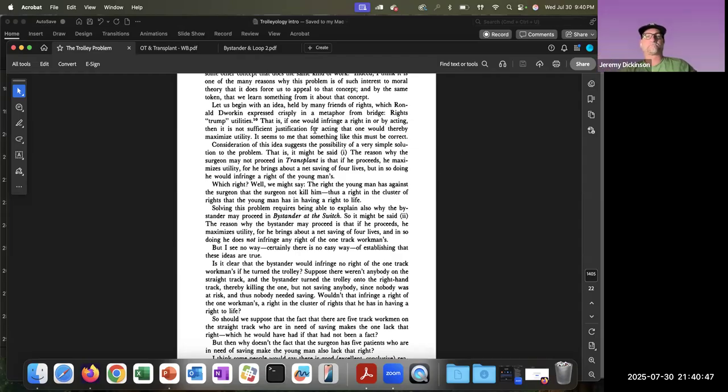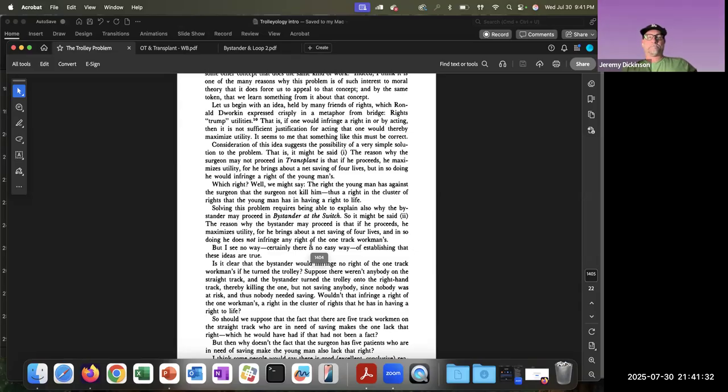So if one would infringe a right by acting, think about the case of killing an innocent person, then it is not sufficient justification for acting that one would thereby maximize utility. It wouldn't be sufficient in that case, all things being equal, to maintain, oh, we can bring about more happiness. So killing an innocent person wouldn't be justified, morally speaking. It seems to me that something like this must be correct. So this is where Thomson is throwing her hat in the non-utilitarian ring, which you could already have gathered, but she's emphasizing rights.